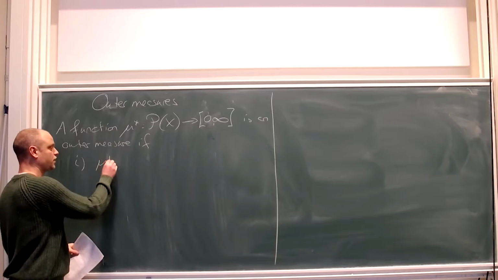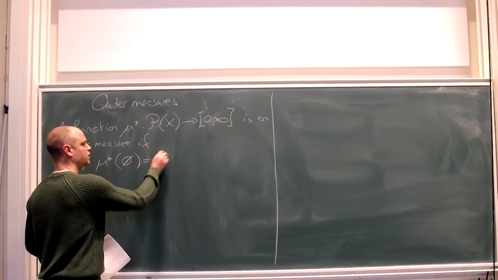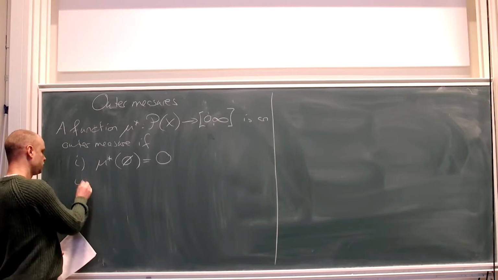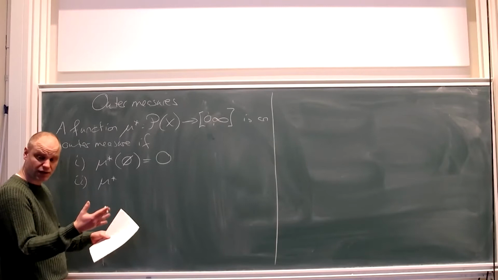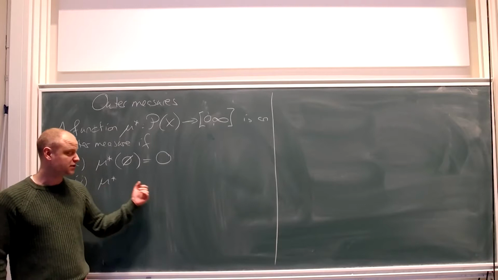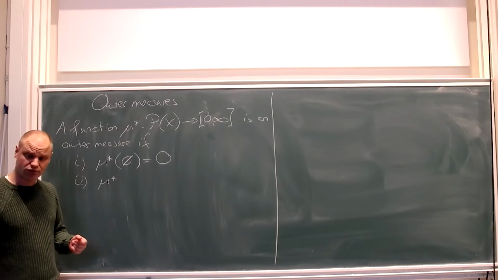The first one is the same as for a measure. So the outer measure of the empty set should be zero. Two: here we're collecting things which are easier to satisfy. For a measure, I would write that the measure of an infinite union of disjoint sets is the same as summing them up, an infinite sum. That is hard to get to, so let's opt for something softer.